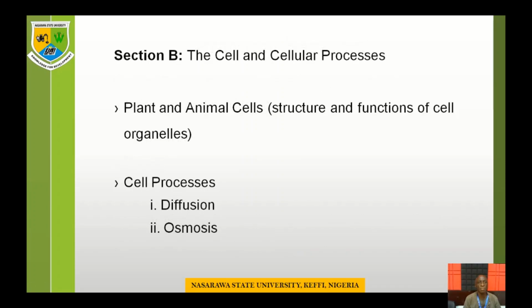Section B of this manual, we'll be looking at the cell and the cellular processes. Under the cell, we'll look at the plant cell. We'll also look at the animal cell. Very important. Remember, we said biology is the study of plants and animals, though we also study the environment. There are some practical sessions that we'll be looking at under ecology about the environment. But for this section B, we have given attention to the cells of plant and animal.